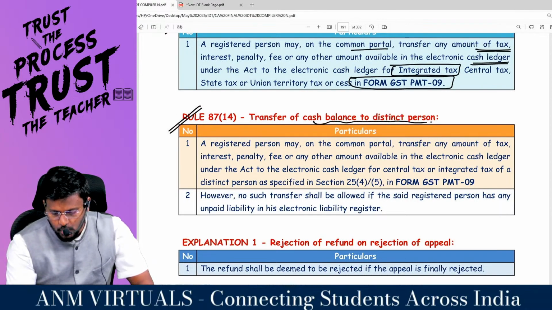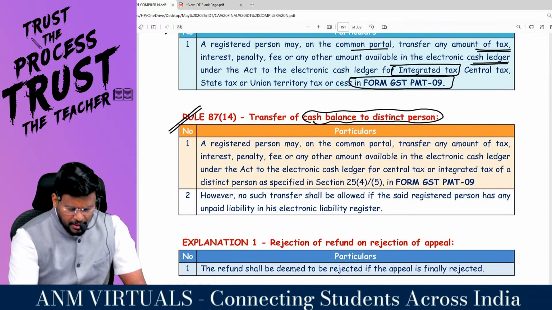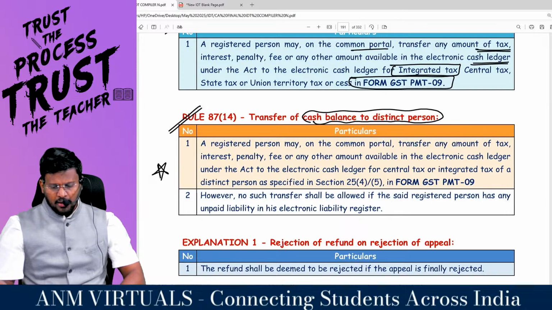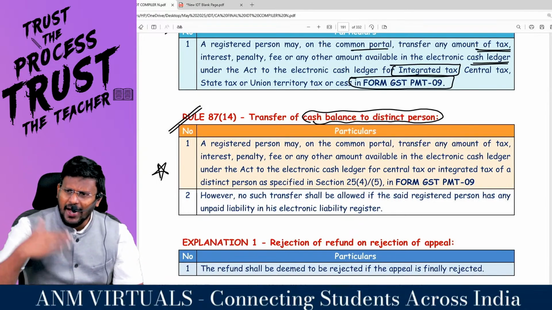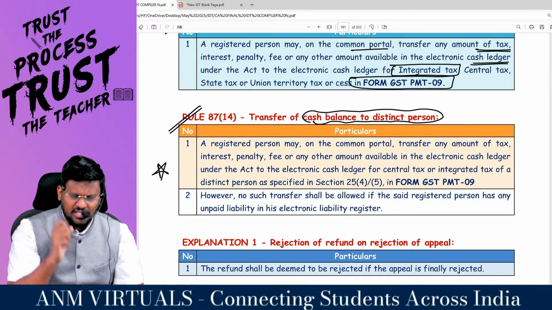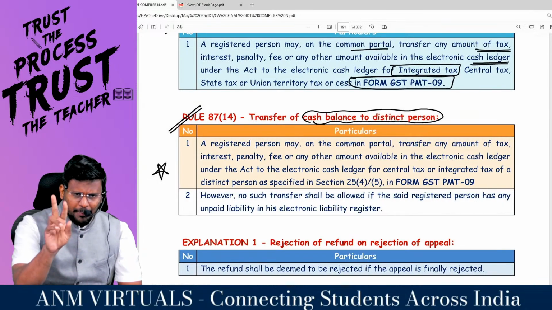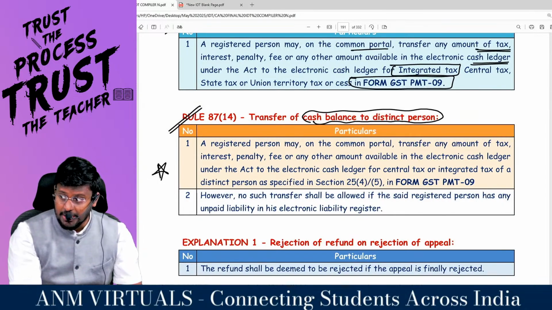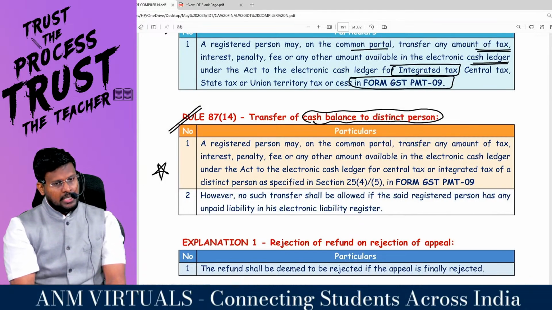Transfer of cash balance to what person? Distinct person. Very important, sir, because this may be tested in examination. For example, I am a head office. I may have a branch under the same GST registration or same PAN. What did the government say? Two separate registrations make distinct persons. Section 25 subsection 4, 25 subsection 5. Are you remembering? Yes, sir.